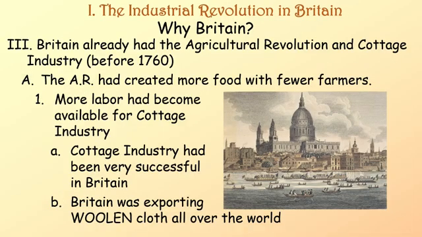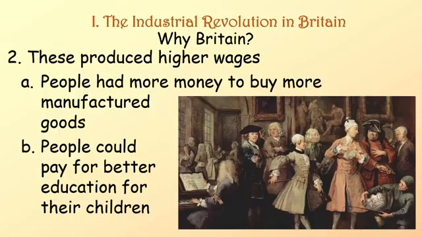Number three, we said that Britain already had the agricultural revolution and cottage industry before 1760. The agricultural revolution had created more food with fewer farmers, as we saw. More labor had become available for cottage industry. Cottage industry had been very successful in Britain, a big part of the economy, and Britain was exporting woolen cloth made from cottage industry all over the world. These produced higher wages. More people were making more money to buy more manufactured goods, and people could also pay for better education for their children.